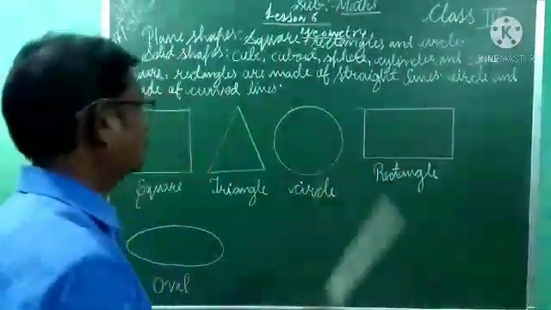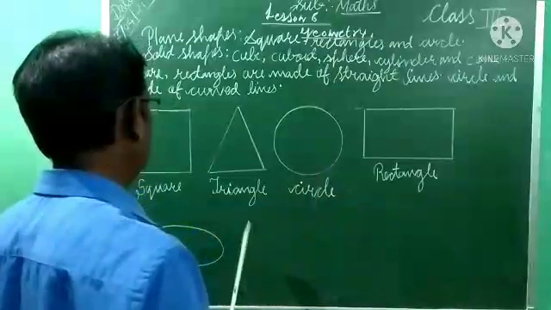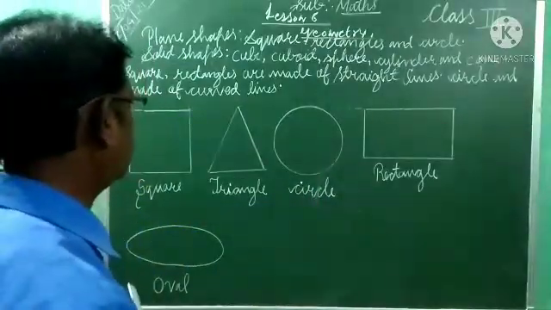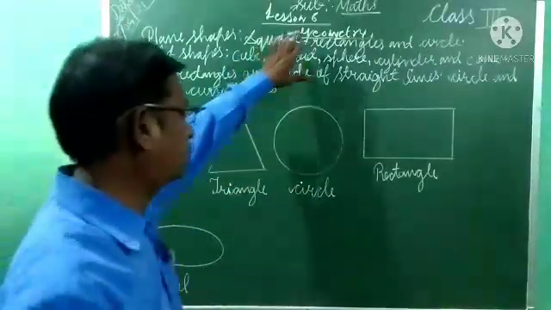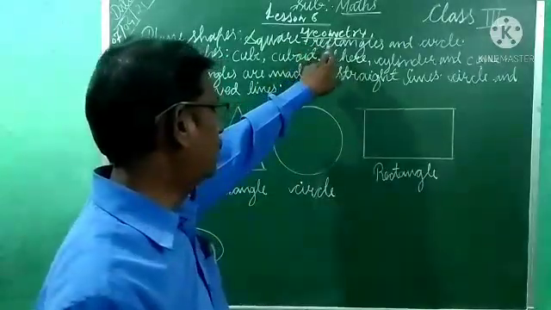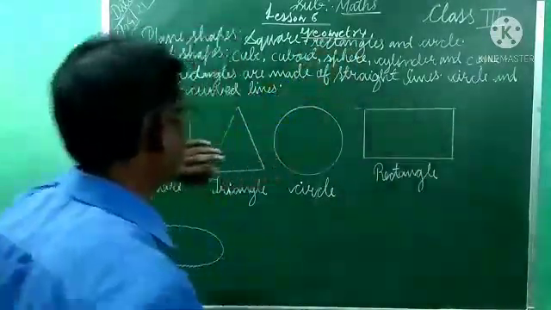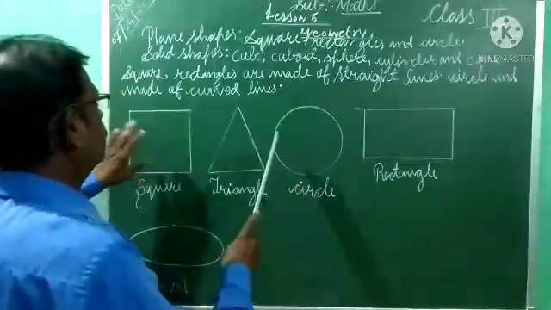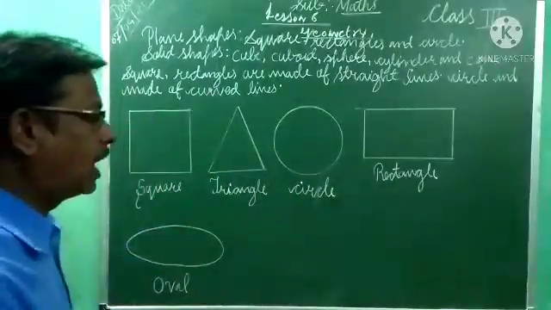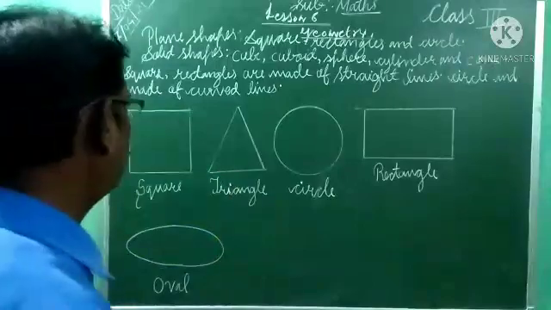Today we will study last lesson number 6, geometry. There are some diagrams. Geometry is an important part of the mathematics subject. Geo means earth and metry means measure. Measurement of earth is called geometry. Here diagrams will be given. By looking at the diagram we have to identify which type of figure it is.